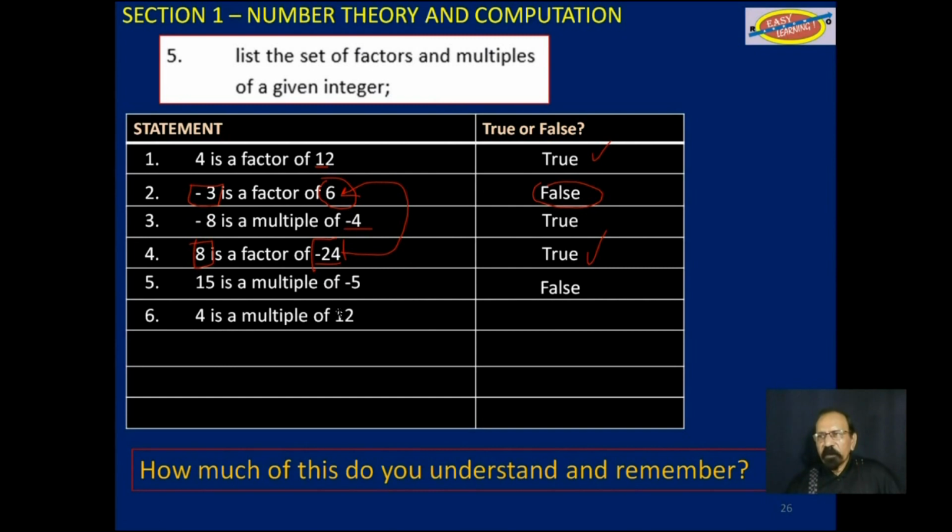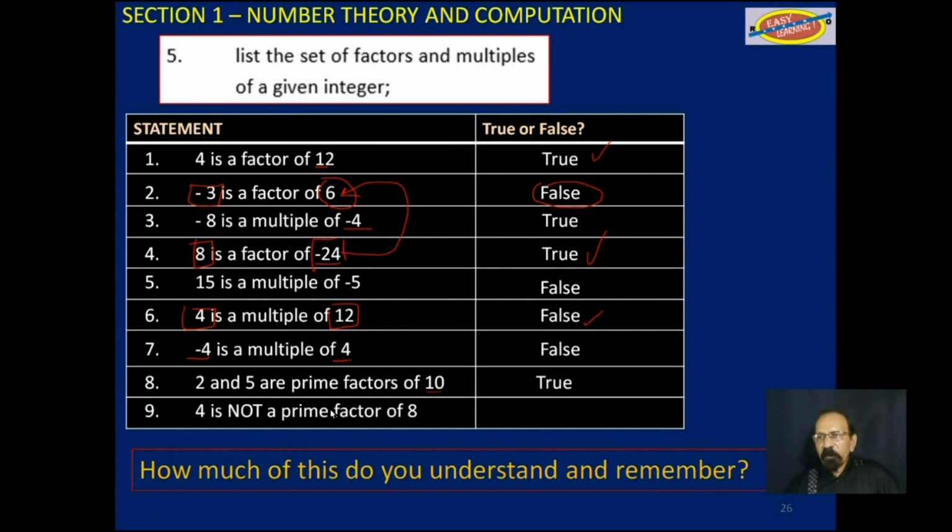4 is a multiple of 12. Remember, a multiple will be bigger than the number itself because you're multiplying by at least 2. So this 4 here is not correct. That is false. Negative 4 is a multiple of 4. That is false on 2 counts. 2 and 5 are prime factors of 10. That is true. 4 is not a prime factor of 8. That is also true, because 4 is a composite number.